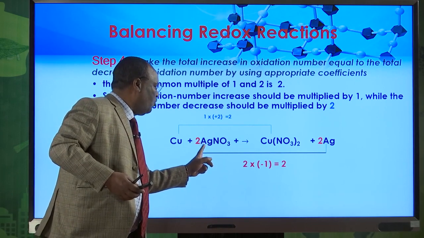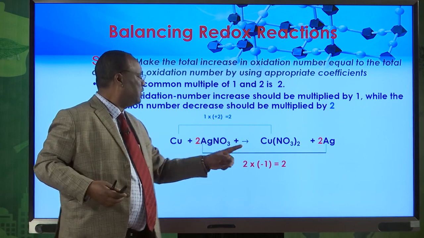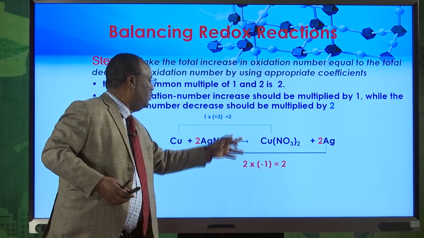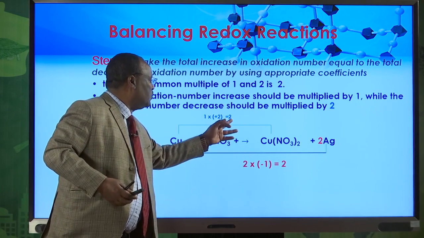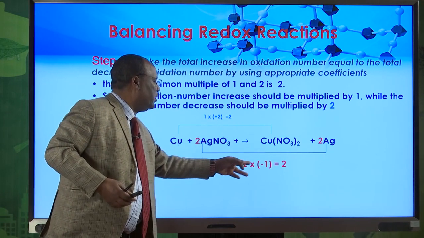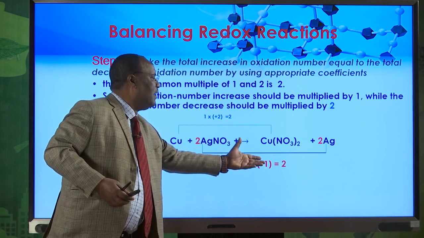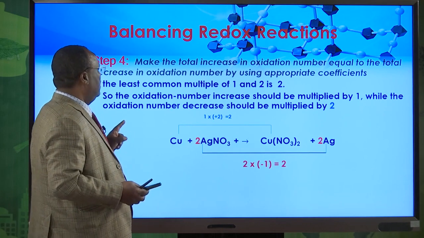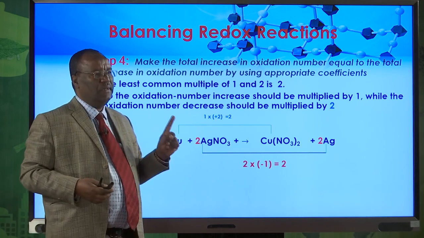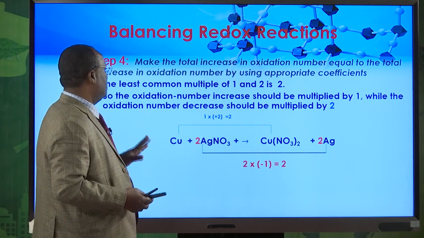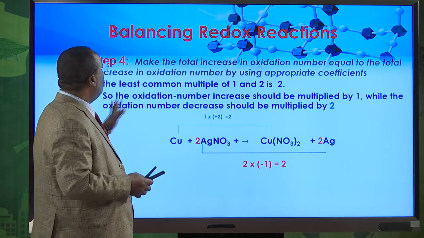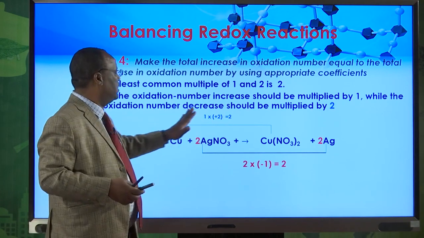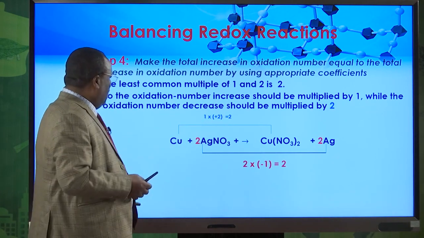decreased from +1 to 0. So the total number of electrons lost in this case is 2. The total number of electrons lost by copper is 2. The total number of electrons gained by silver must be 2. Now we balance the total number of electrons lost and gained. So now, the oxidation number increase should be multiplied by 1, while the oxidation number decrease should be multiplied by 2.